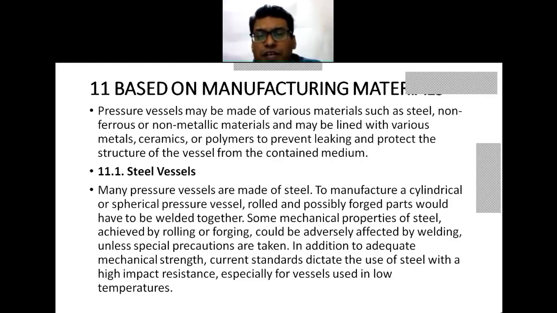Many pressure vessels are made of steel. To manufacture a cylindrical or spherical pressure vessel, rolled and possibly forged parts would have to be welded together. That is, some mechanical properties of the steel achieved by rolling or forging could be adversely affected by welding unless special precautions are taken. In addition to adequate mechanical strength, the current standards dictate the use of steel with a high impact resistance.